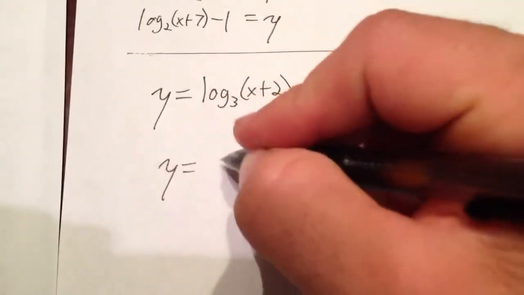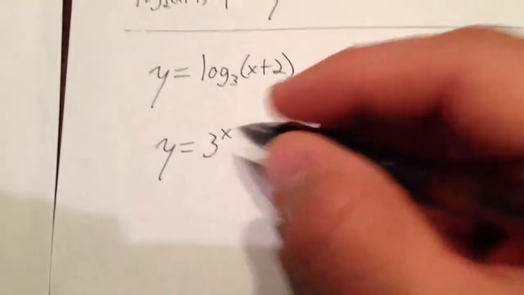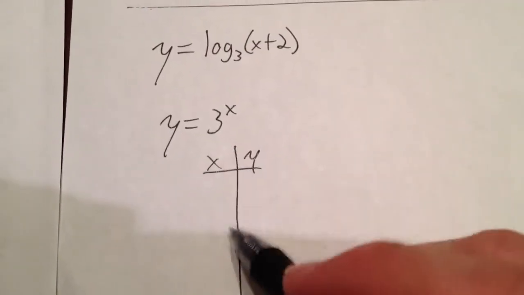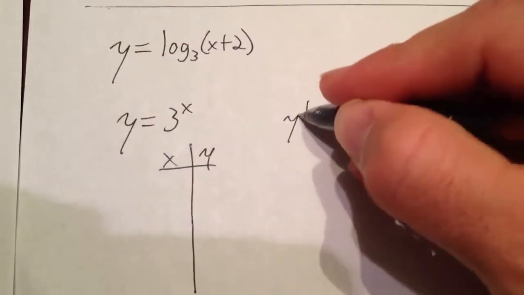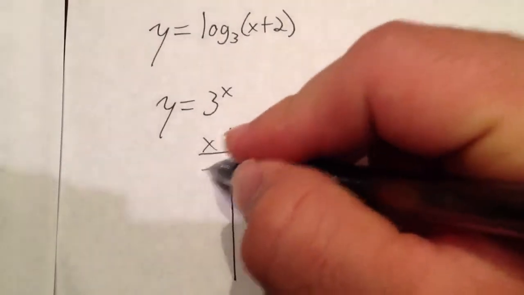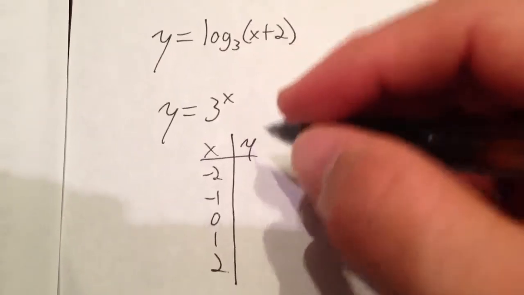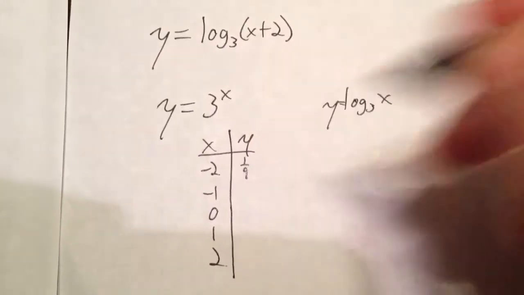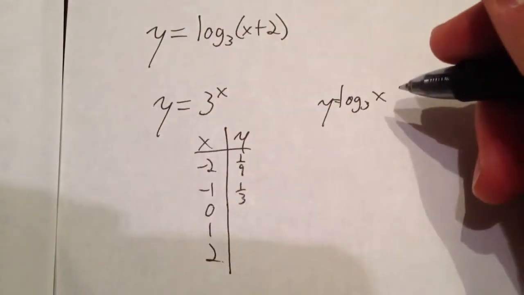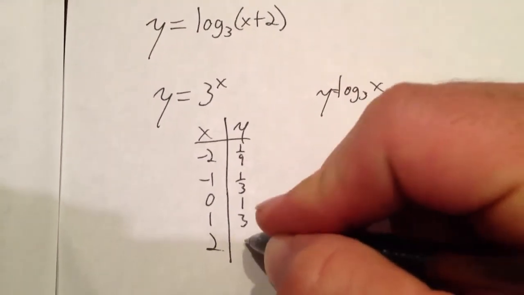So if I were to take y equals 3 to the x power and graph that one, then finding the inverse of this would be really quick and really easy because the inverse would be the log base 3 of x. So if I plugged in -2, -1, 0, 1, and 2 into this, which is pretty quick in the calculator, that would give me 1/9, 1/3, 1, 3, and 9.